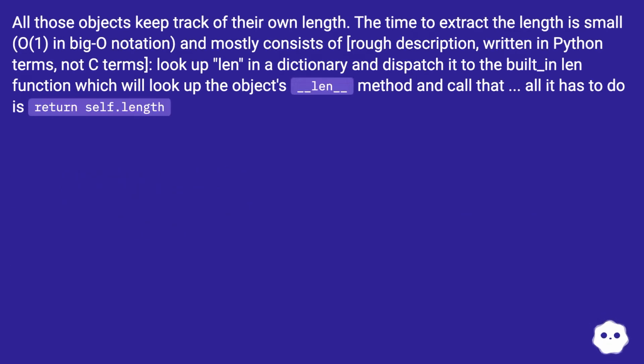All those objects keep track of their own length. The time to extract the length is small, O(1) in big O notation, and mostly consists of a rough description, written in Python terms, not C terms: look up len in a dictionary and dispatch it to the built-in len function, which will look up the object's __len__ method and call that. All it has to do is return self.length.